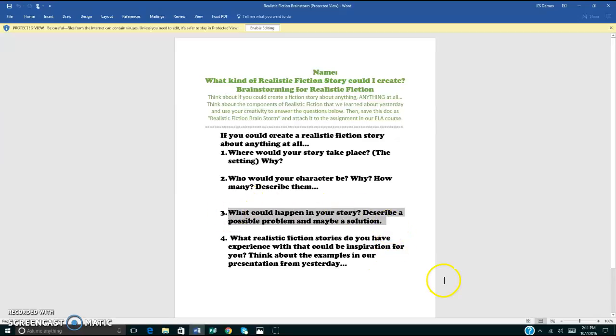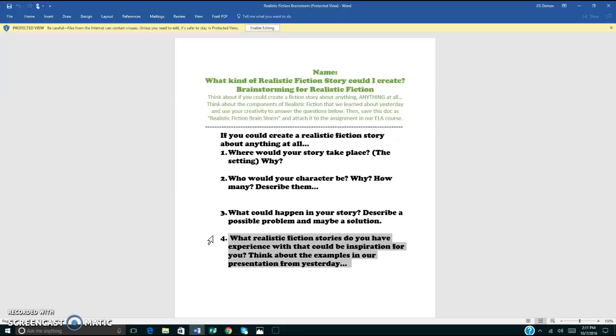Have you ever thought about a story that you've maybe always wanted to write about this certain problem or this certain complication that a character would have to try to figure out? Maybe you want to make a bulleted list of a few different problems here that you could think about writing about. And then this last one is really helpful because good authors always use other authentic authors to inspire their own writing. So what realistic fiction stories do you have experience with that could be an inspiration for you?